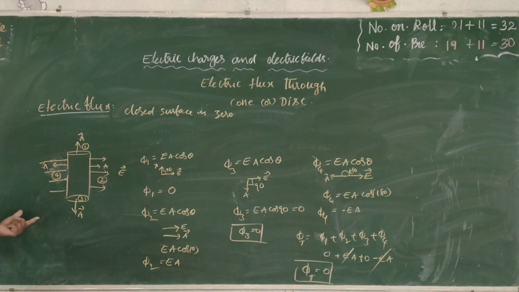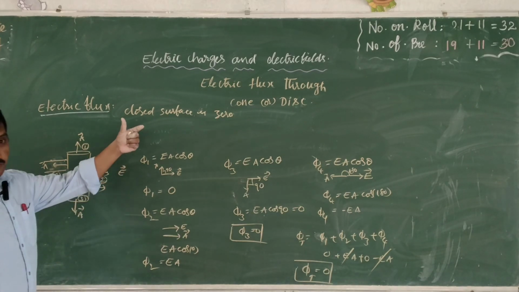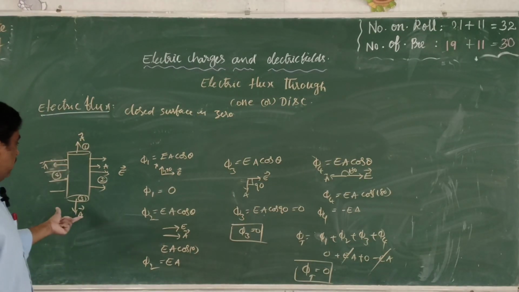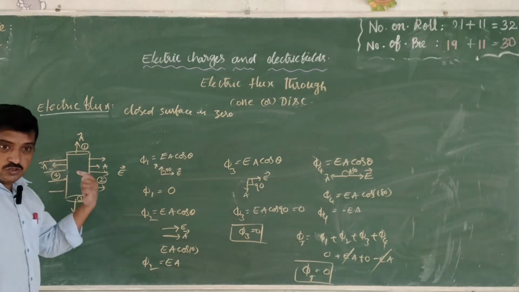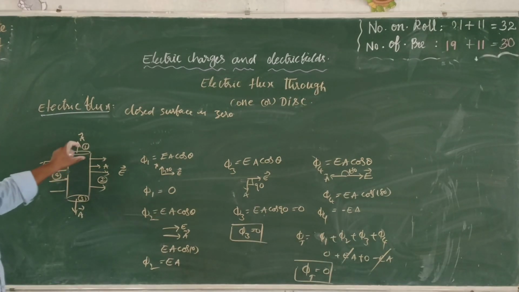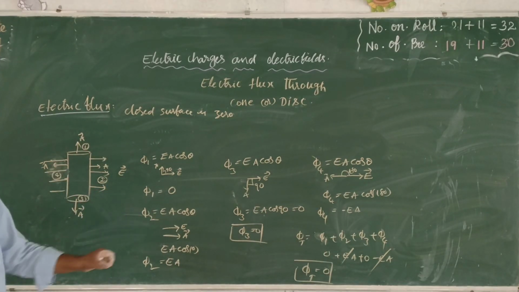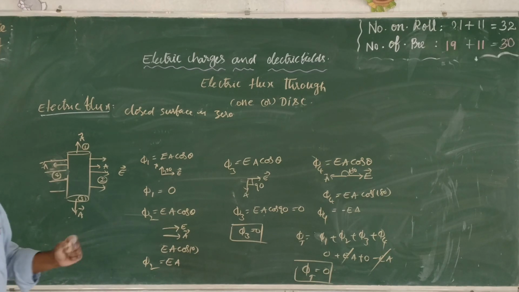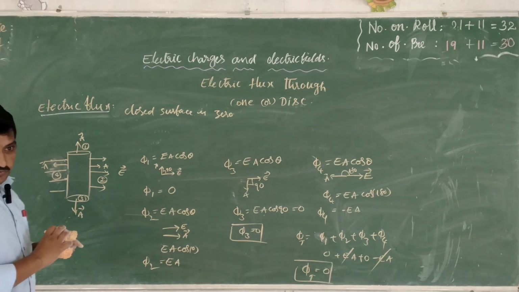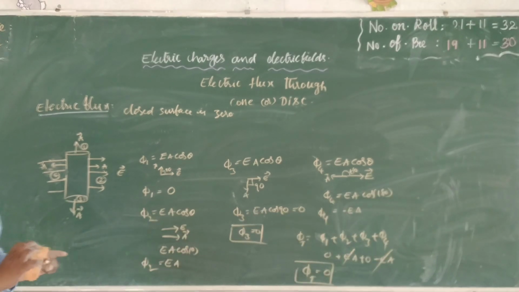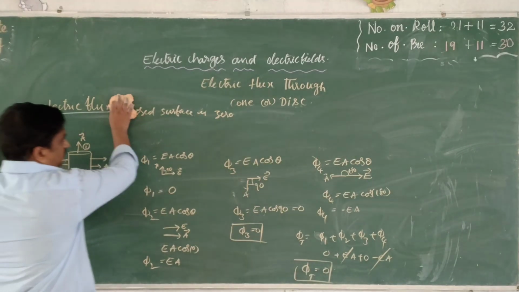So before, we discussed a cube. The cube also is a closed surface, and the flux through it is 0. Here the cylinder is also a closed surface. So flux through a closed surface is 0 without any charge inside the closed surface. Then the flux through closed surfaces is 0. So all closed surfaces have zero flux.